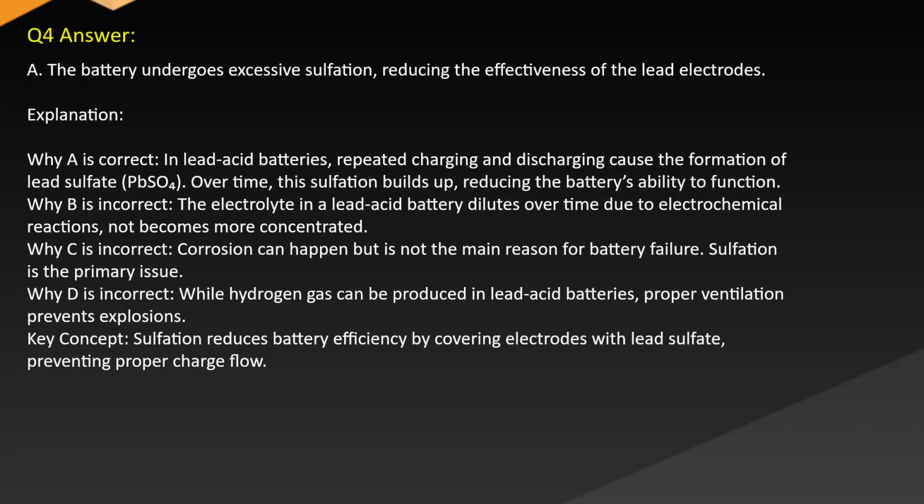Answer A. The battery undergoes excessive sulfation, reducing the effectiveness of the lead electrodes. Explanation: why A is correct. In lead-acid batteries, repeated charging and discharging cause the formation of lead sulfate, PbSO4. Over time, this sulfation builds up, reducing the battery's ability to function.